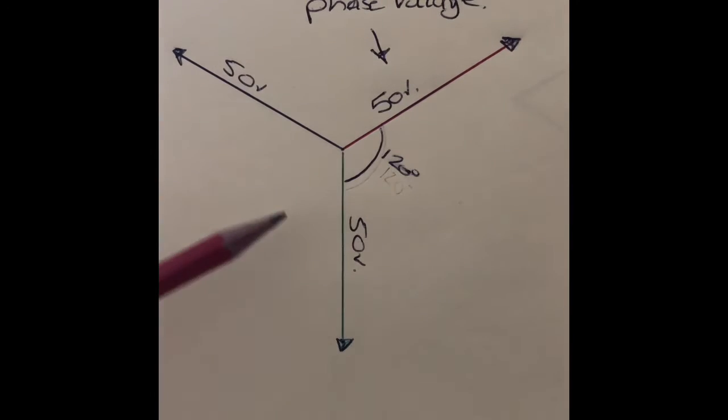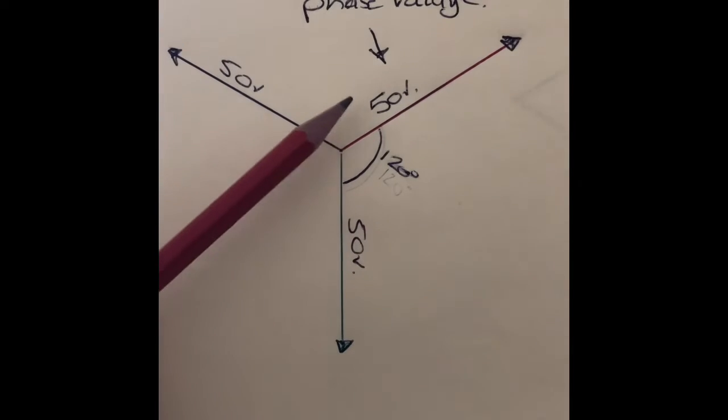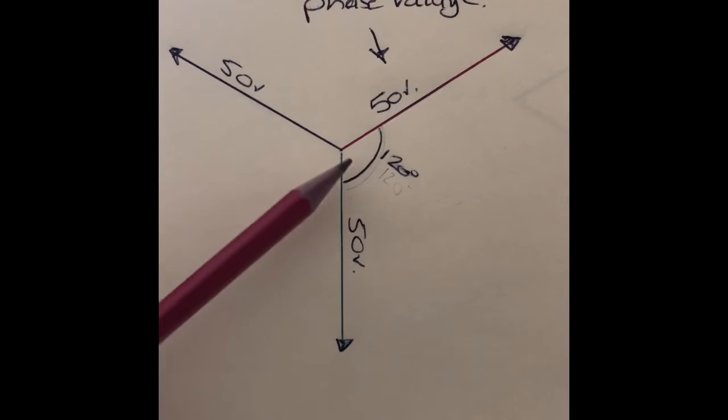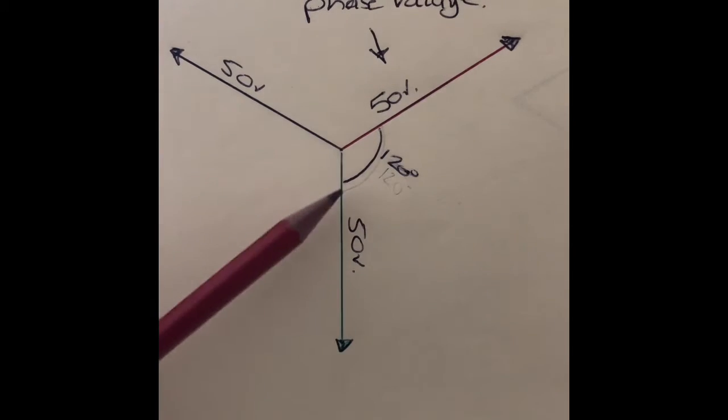So at the moment, representation of a complete balanced system would be shown from each phase at the same voltage, same resistance, same current or same power, 120 degrees separated from each other.